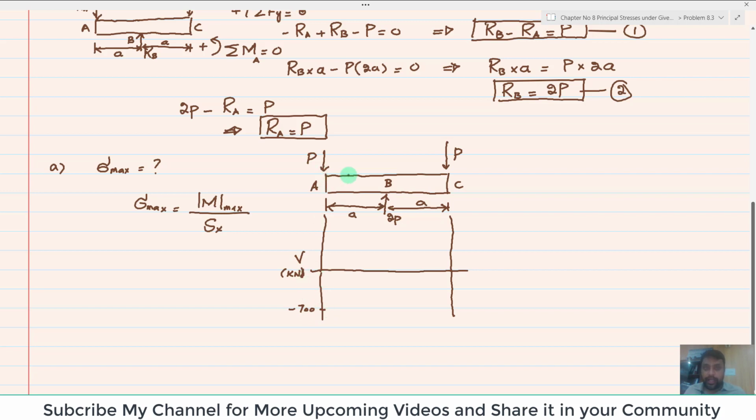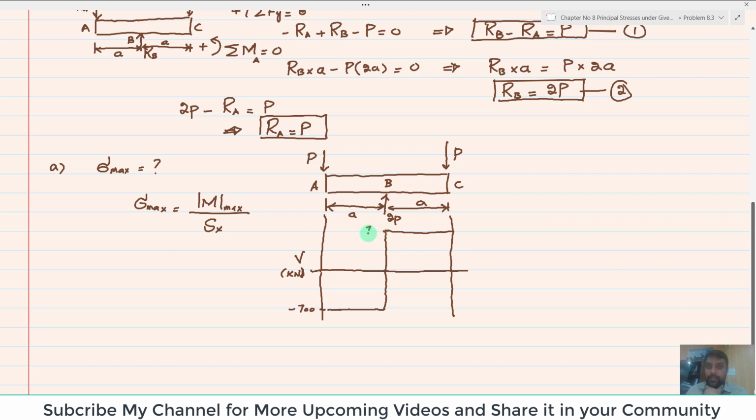So from point A to B, this 700 will remain the same. But at point B, you can see there is now 2P, which is 1400, minus 700. So minus 700 brings it to 0, and plus 700. So this will be like this. And again from B to C, there is no force, so it will be the same. Clear? So this is the shear force diagram.